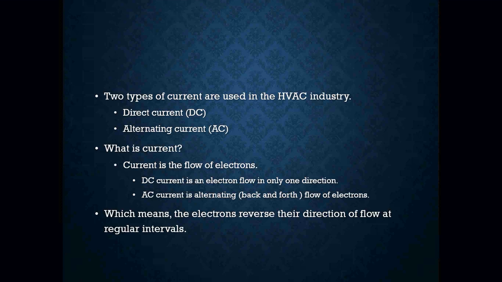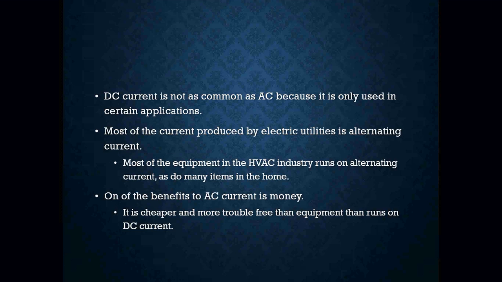Alternating current flows back and forth from positive to negative, back and forth, back and forth. So when the electrons are reversing in direction of flow at regular intervals, we now know that as AC, or alternating current. DC current is not as common as AC because it's only used in certain applications, like I said, a flashlight, something very small. But most of the current produced by electric utilities is alternating current.